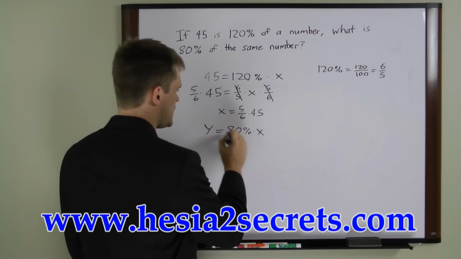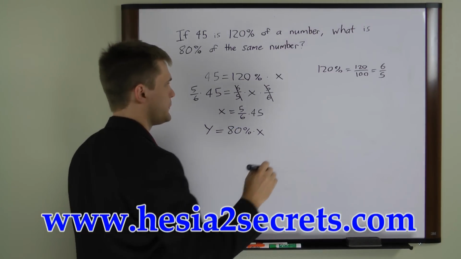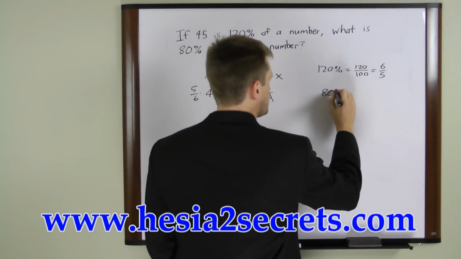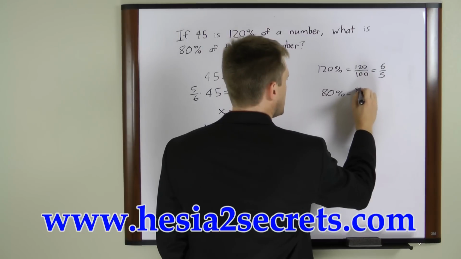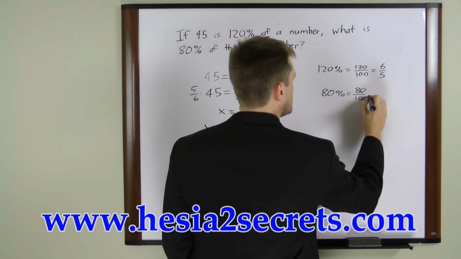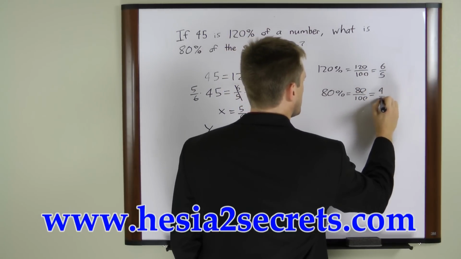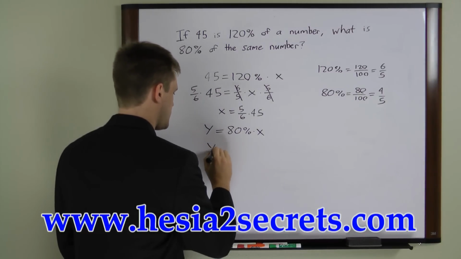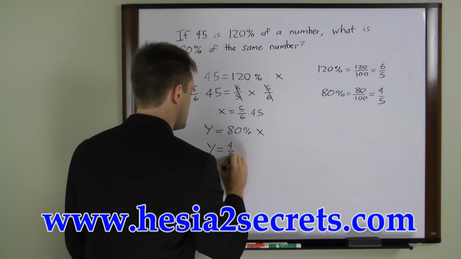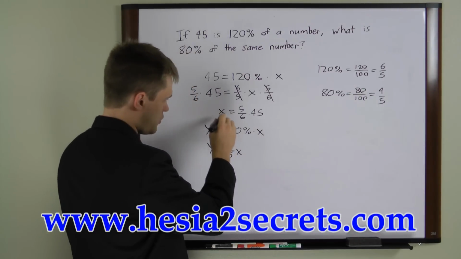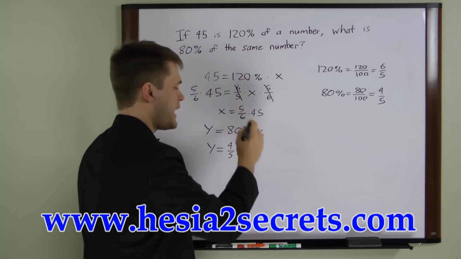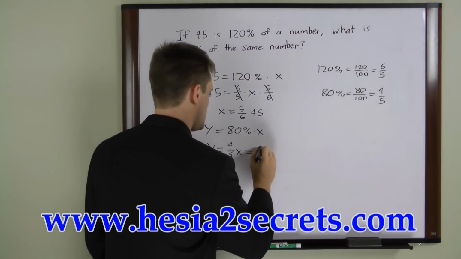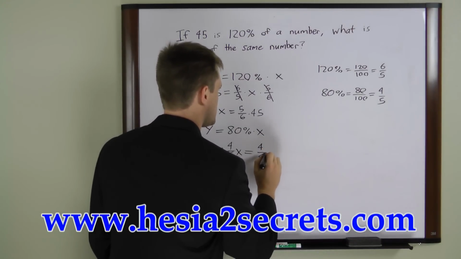Now let's convert 80% to a fraction also. 80% equals 80 over 100, which is the same as 4 over 5. And now we can substitute that back into here. y equals 4/5 times x, or if we substitute this value in for x, we can get y equals 4/5 times 5/6 times 45.